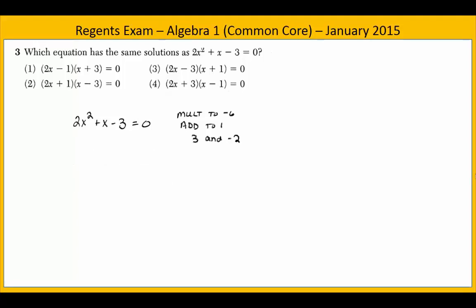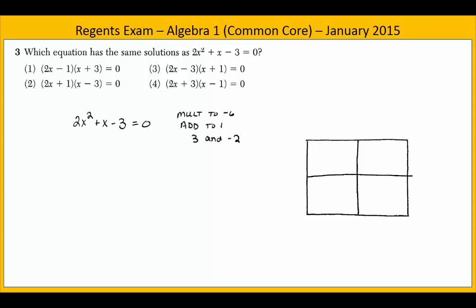Another option for factoring is to use the grid. When we use the grid, we place the 2x squared in the upper left-hand corner and the minus 3 in the lower right-hand corner. We chose 3 and negative 2 as our numbers, so we'll put those on the diagonal with an x attached. Now we begin the process of factoring. We look across the top row and we look for the greatest common factor. The greatest common factor of 2x squared and 3x is x, so we place an x on the left.